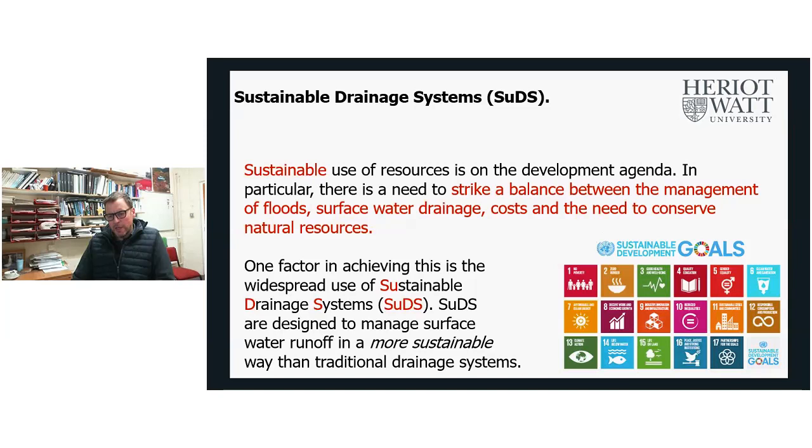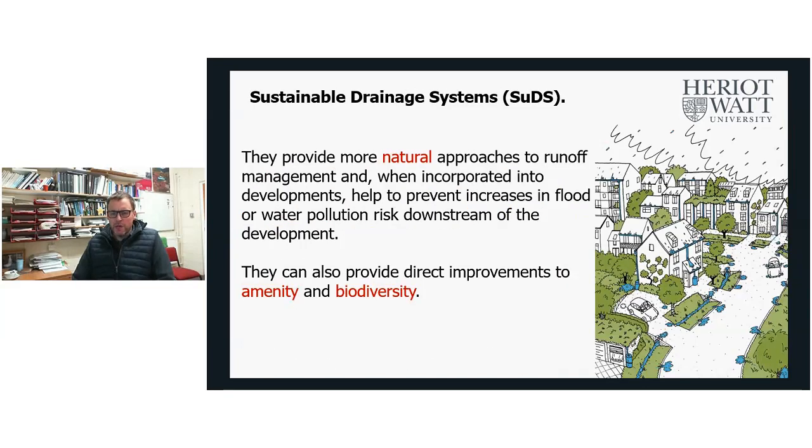This is about so-called sustainable drainage systems. They've been around for a long time, but they came to the fore around 2000, when there was a real drive for us all to live more sustainably, which seems to be getting more and more accepted right across our lives, not just in urban drainage systems, which is a positive thing. It's about providing more natural approaches to managing runoff to help prevent the increase in flood or water pollution risk downstream, and about protecting the natural environment.